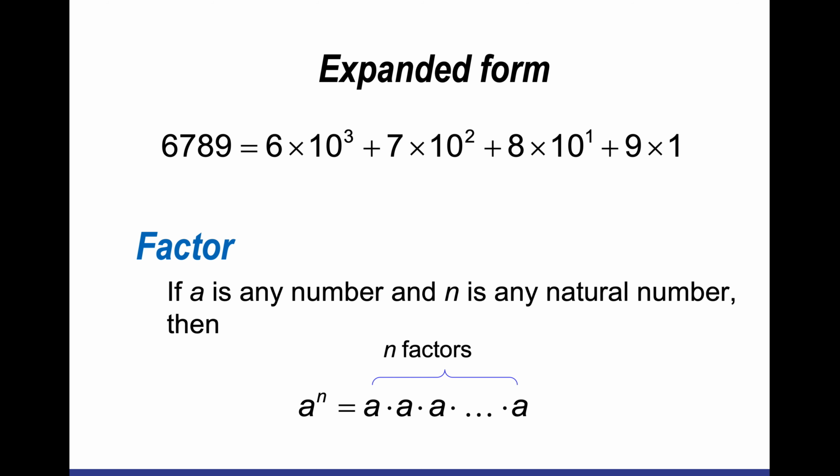So in expanded form, perhaps in the past, you've seen students work with, or maybe you've worked with yourself, you've said that 6,789 is 6,000 plus 700 plus 80 plus 9. So that's been the traditional representation of expanded form. What we're doing now is instead of saying 6,000, we're saying 6 times 10 to the third, because that is 6,000. 7 times 10 squared, because that is 700.